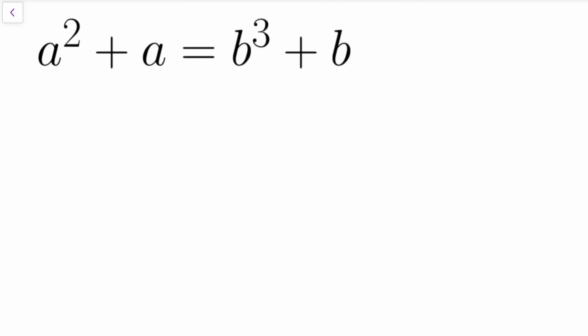Now, for values of b that are negative, the whole expression b cubed plus b will be negative. But for a squared plus a, the minimum value is a plus 1/2 all squared minus 1/4, so the minimum value is minus 1/4. And starting from b equals minus 1, as b decreases, the value of b cubed plus b decreases from minus 2 all the way down to negative infinity. So we can't have b to be negative, and it can't be 0, so that means b is positive.